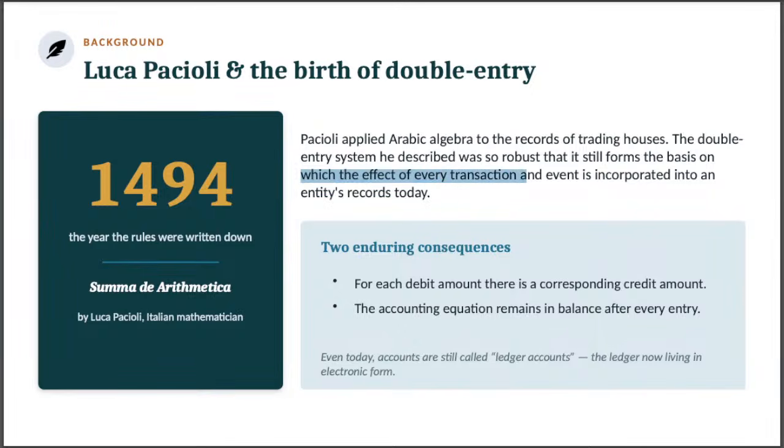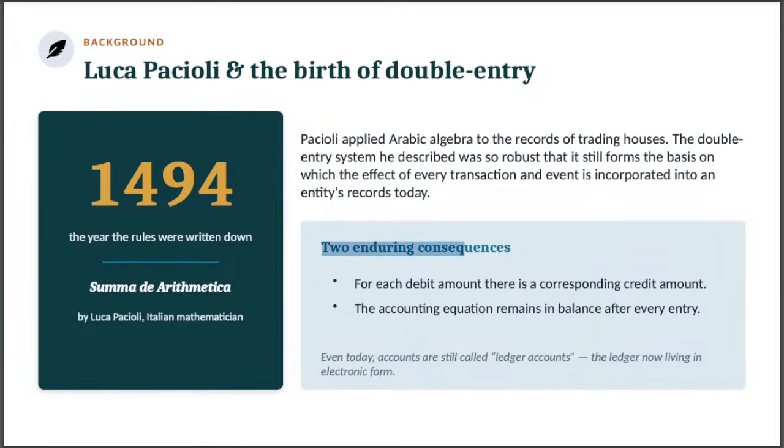The double entry system he described was so robust that it still forms the basis on which every effect of every transaction and event is incorporated into an entity's records today. And 1494 was the year the rules were written down in the Summa de Arithmetica. Of course, he was a prominent mathematician. I think the first one actually had a portrait made of him over this book here.